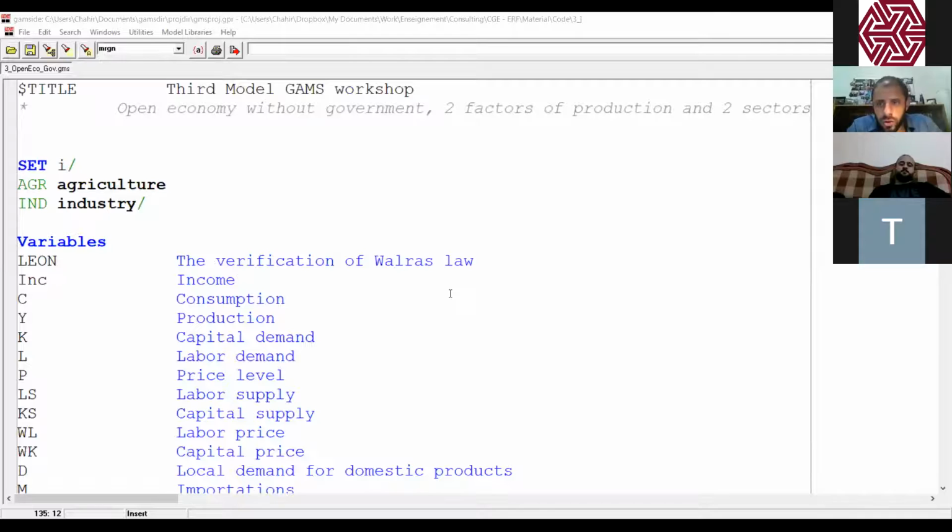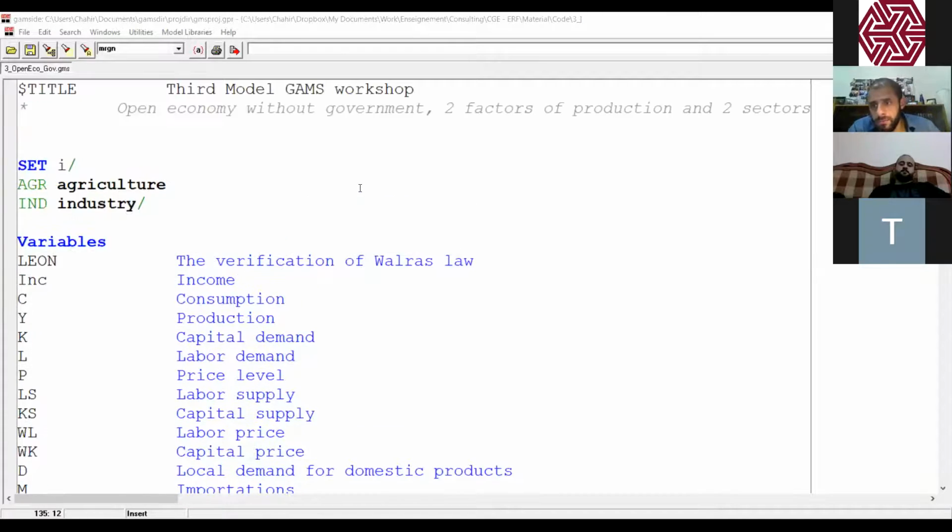Clear. Other questions on the rationale of the model? Okay, if you don't have more questions, we can move to the code. So I will explain the rationale again, because unfortunately you'll not have time to do the code yourself.